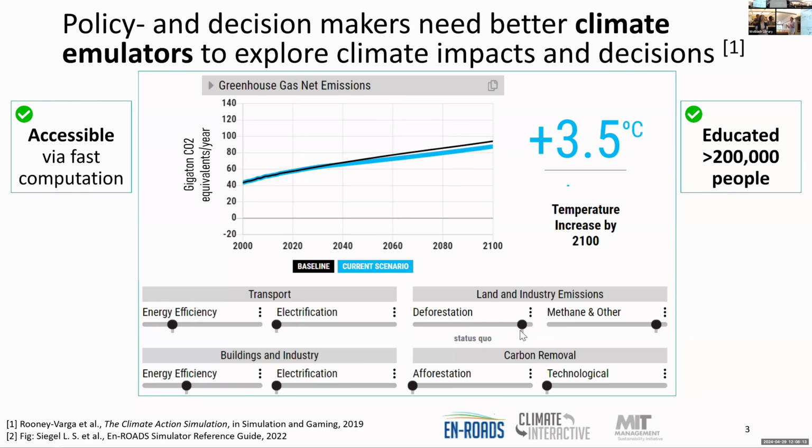This model is very successful. It's been used by 200,000 people all over the world. The numbers are growing, primarily because it's so fast to compute, it runs in fractions of a second. But we can only see the global temperature increase. So it cannot be used to explore local impacts, and it can hardly be used to talk about what happens if only the US reduces its emissions, or only India, or only China.